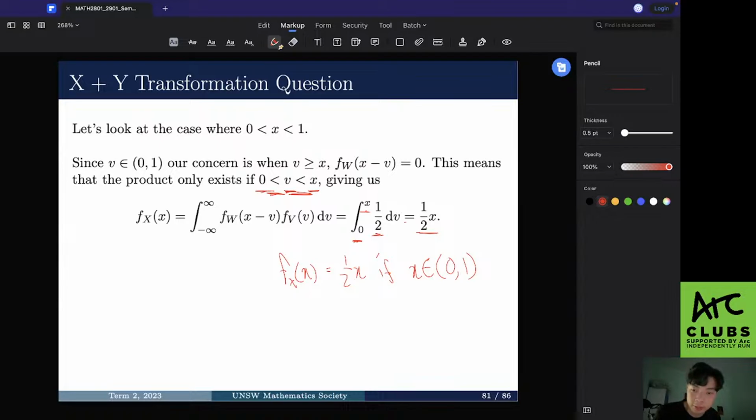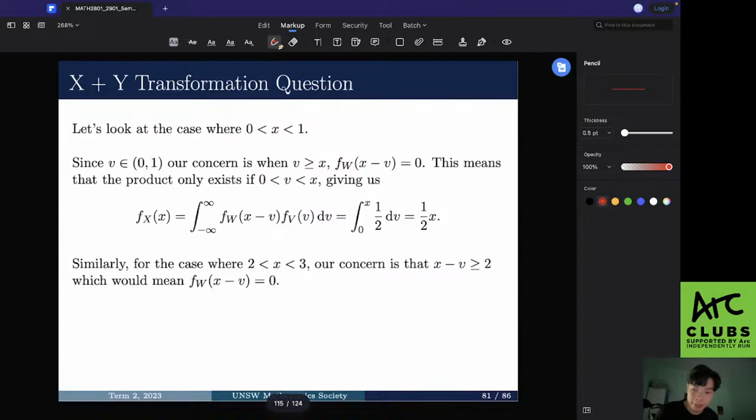And then we can do this for the final region, which is 2 to 3. We know that for an x greater than 2, if x minus v is greater than or equal to 2, then f_w would be 0, right? So we need to make sure that x minus v is still less than 2, and that gives us the lower bound for v, which is x minus 2 less than v.